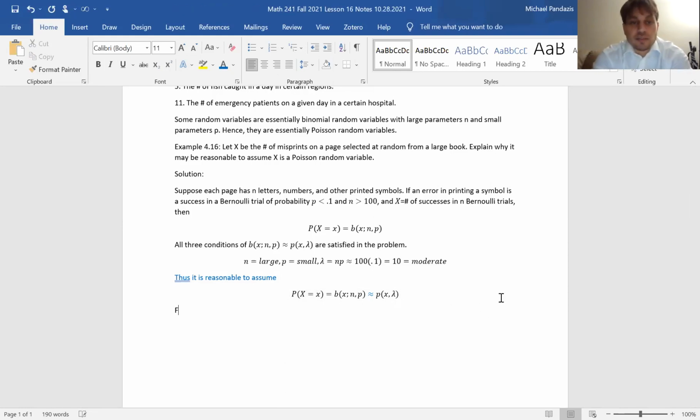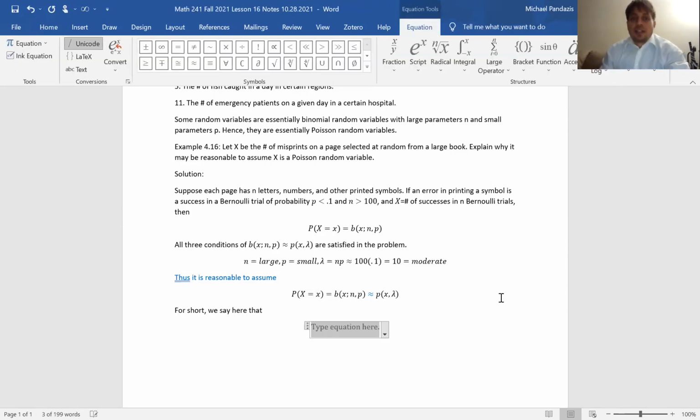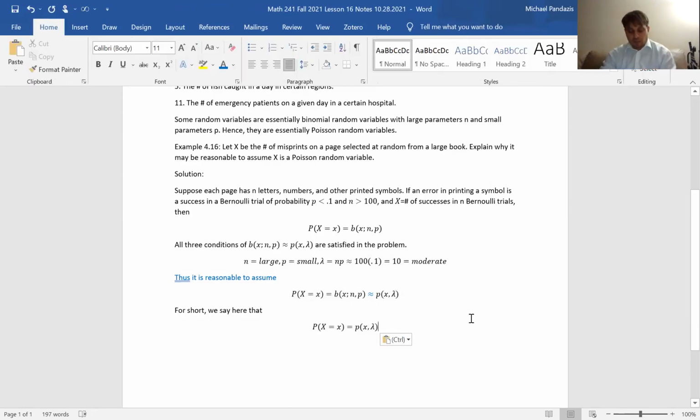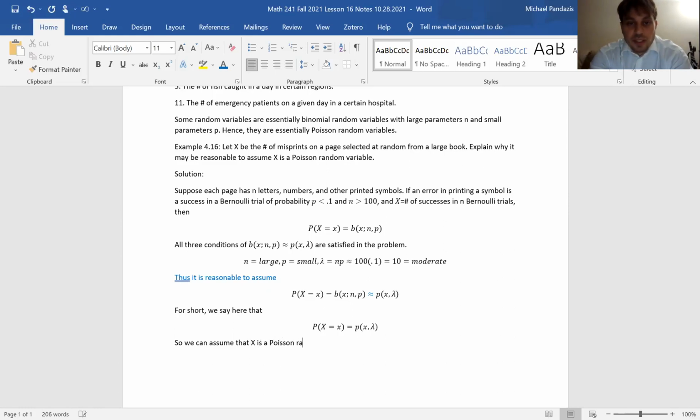Okay, for short, you might see that when somebody approximates something, they use the equal sign. When you're writing equals, it's meaning approximately equal. We're assuming that the probability is this because it's really approximately that. Okay, so we can assume that X is a Poisson random variable.